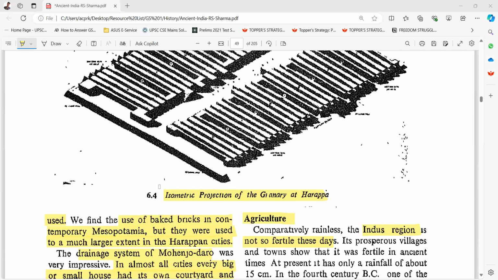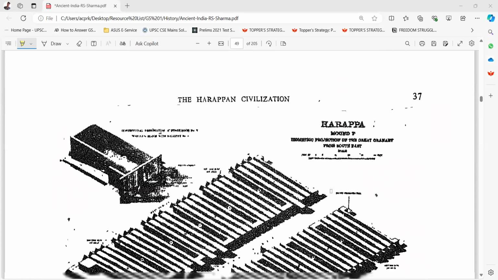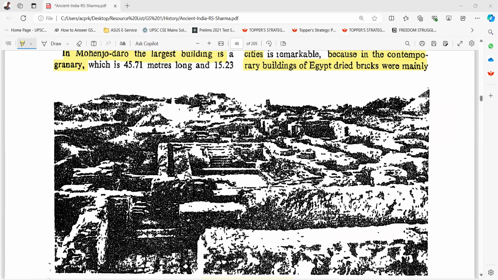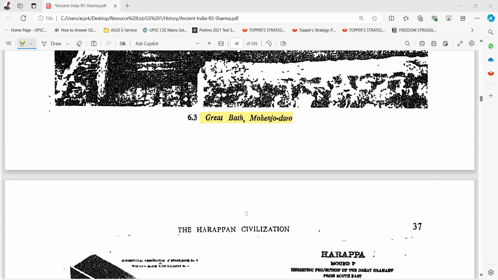Figure 6.4 shows the isometric projection of the granary at Harappa, and figure 6.3 shows the Great Bath in Mohenjo-daro.